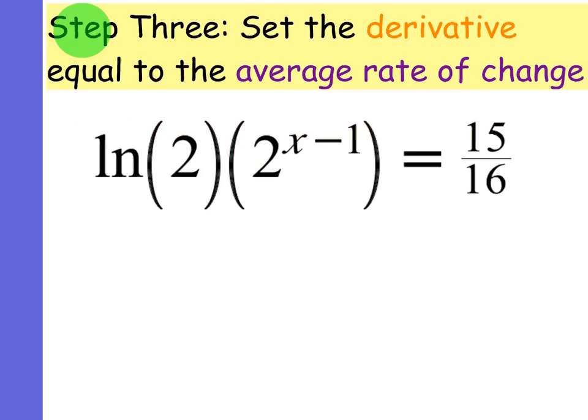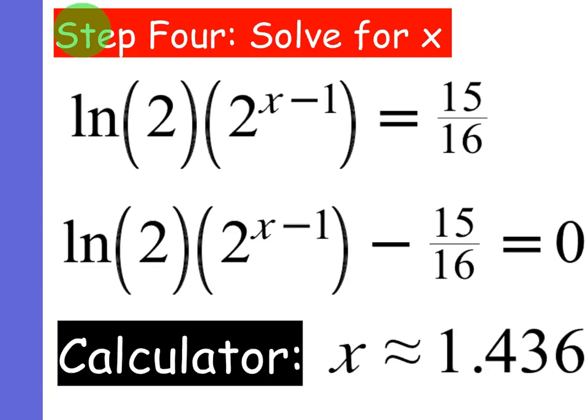So that leads us to the next step. We're going to set the derivative equal to the average rate of change, or the slope of the secant line. Here's our derivative that we just figured out. We're going to be setting it equal to 15/16, since the slope of the tangent line equals the slope of the secant line, and then just solve. Now you might be wondering, how do I solve for this? Well, you can divide both sides by natural log of 2 first, and then take the natural log of that, or you can just use your calculator. I ended up using my calculator.